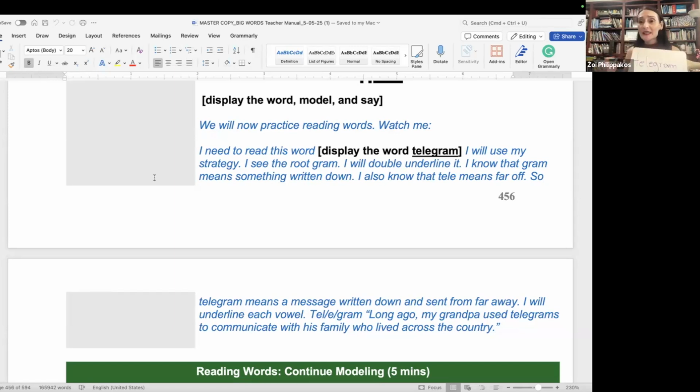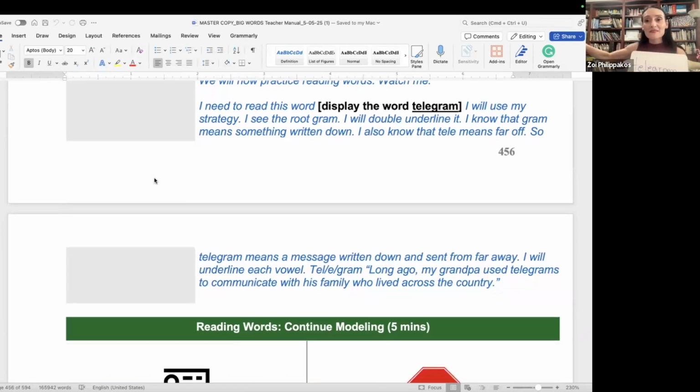I'll use my strategy. I see the root gram. I underlined it as a part. I know that gram means something that's written down. I also know that tele means far, far away, far off. So telegram means a message that's written down and sent from far away.